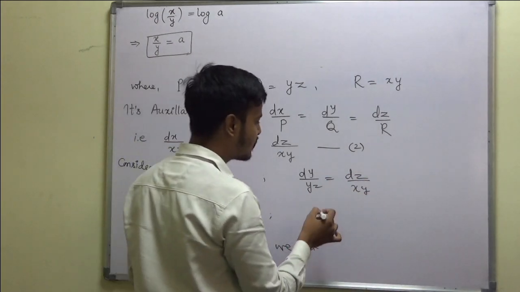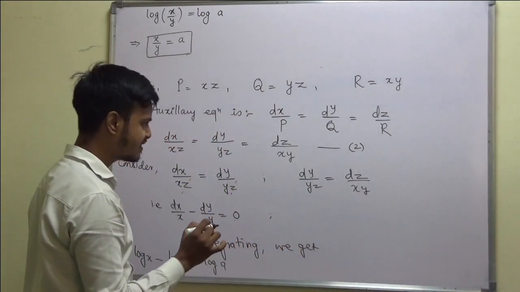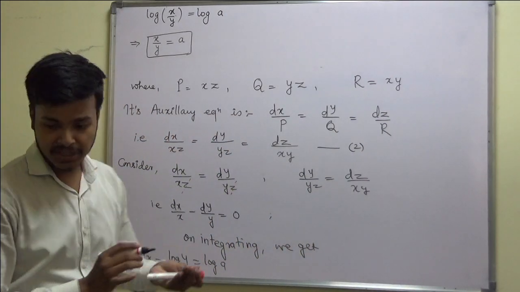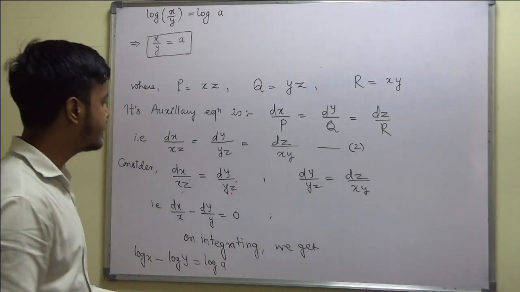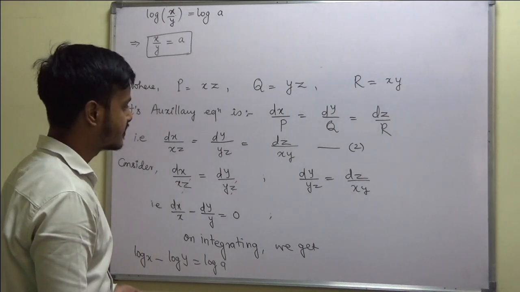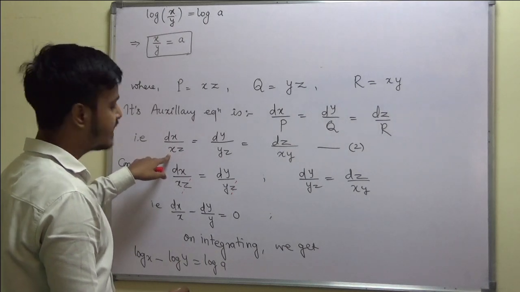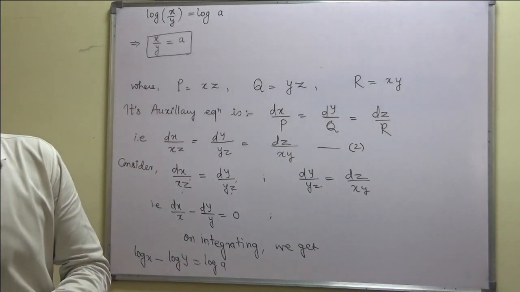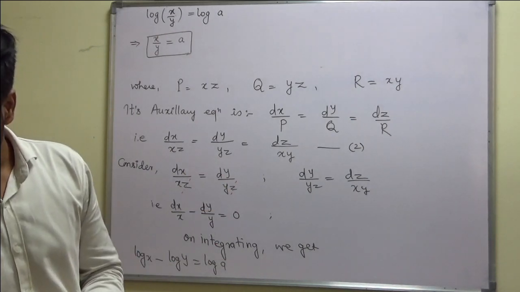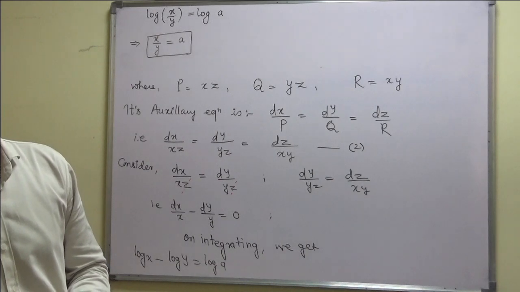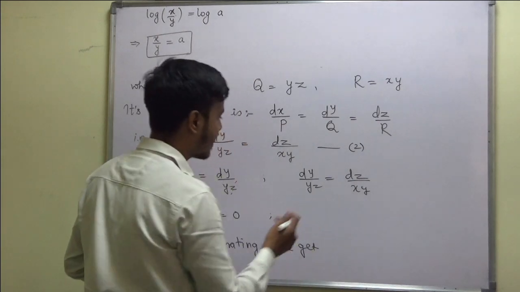Now as you can see, this y... why does it cancel? Let me check what the problem is. dx is xz, dy is yz, and dz is xy. Okay, no problem. So we have taken this.